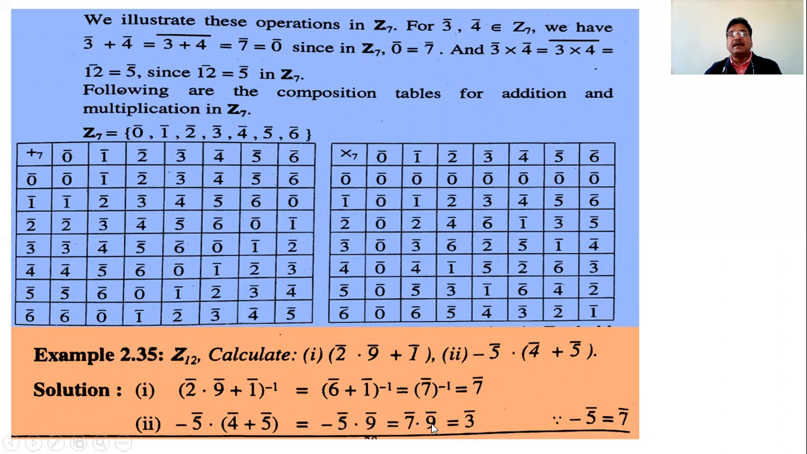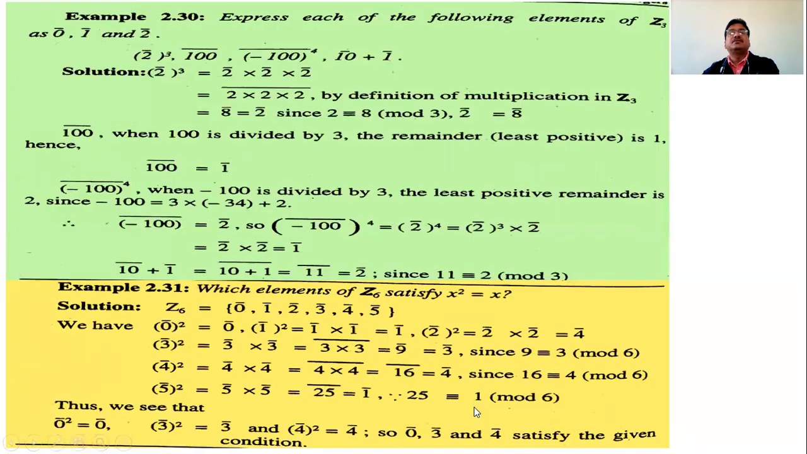63 bar. If we divide 63 by 12, then 3 is the remainder, so 3 bar. Now, express each of the following in terms of an element of Z3: 0 bar, 1 bar, 2 bar. These are the elements of Z3. That is, we have to find the value of 2 bar cube.